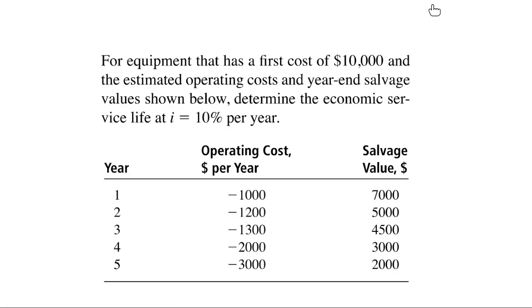We convert them to an annual. Every time we calculate the annual worth for year 1 until year 5, until we find the economic service life, which means the lowest annual worth among these 5 years. To proceed with the answer, let's do it here.